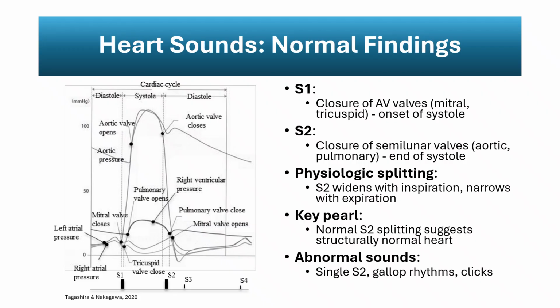With inspiration, increased venous return delays pulmonary valve closure, so S2 separates into two components. With expiration, the split narrows again. This respiratory variation is reassuring because it indicates normal right heart adaptation and alignment of the great vessels.